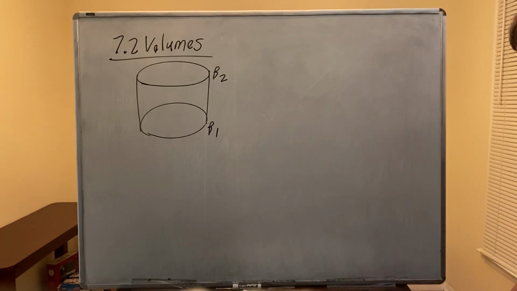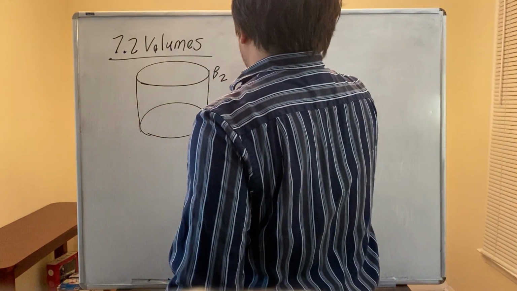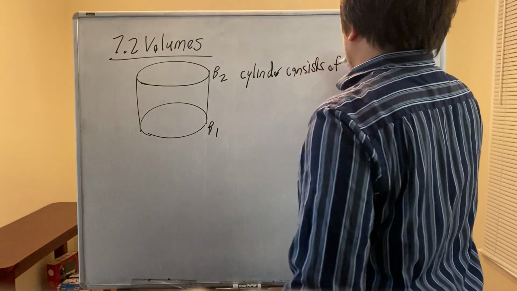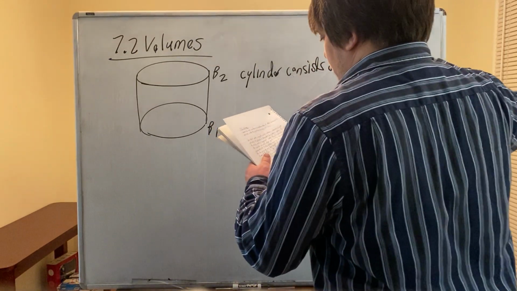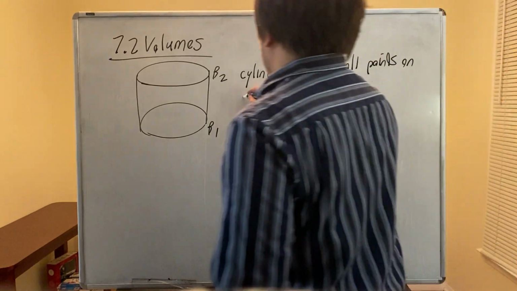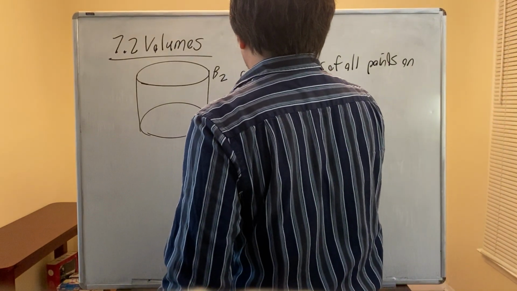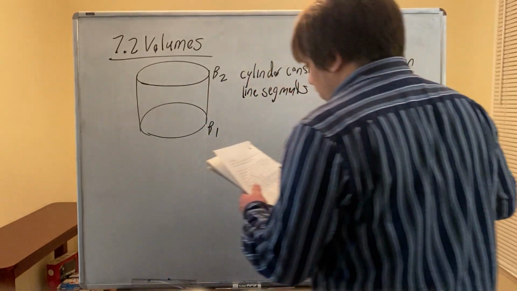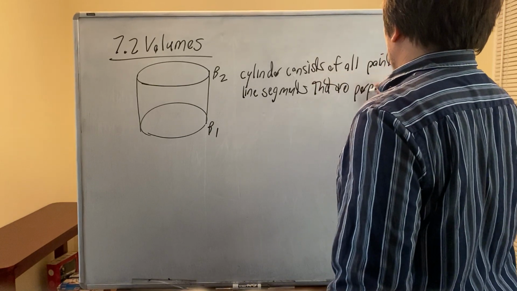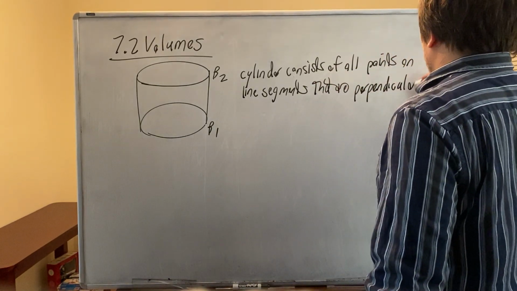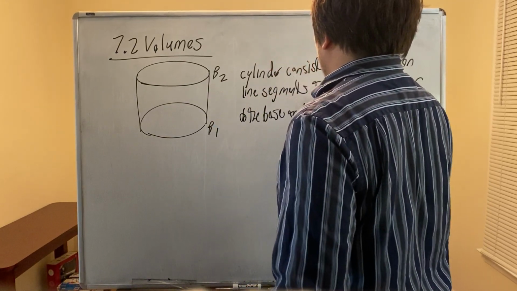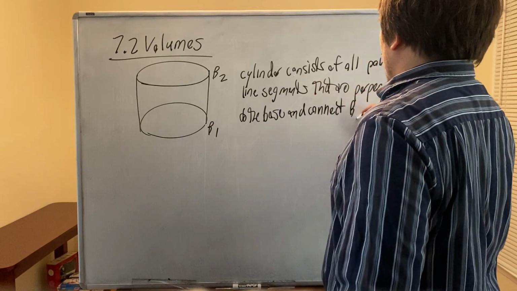Okay? So a cylinder consists of all points on line segments that are perpendicular to the base and connect B1 to B2.